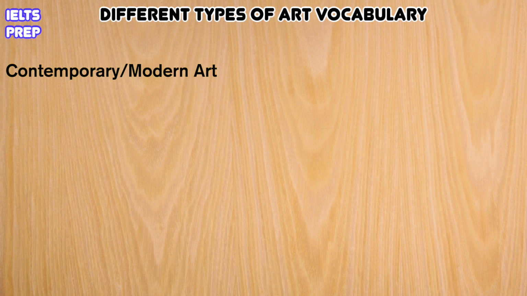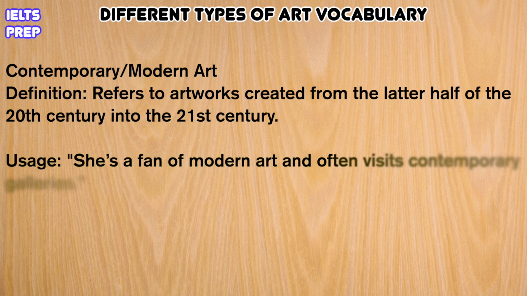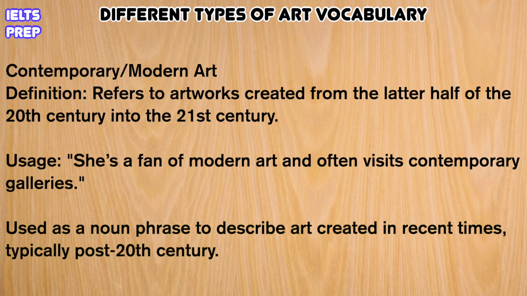Contemporary, modern art. Definition: refers to artworks created from the latter half of the 20th century into the 21st century. Usage: She's a fan of modern art and often visits contemporary galleries. Used as a noun phrase to describe art created in recent times, typically post-20th century.